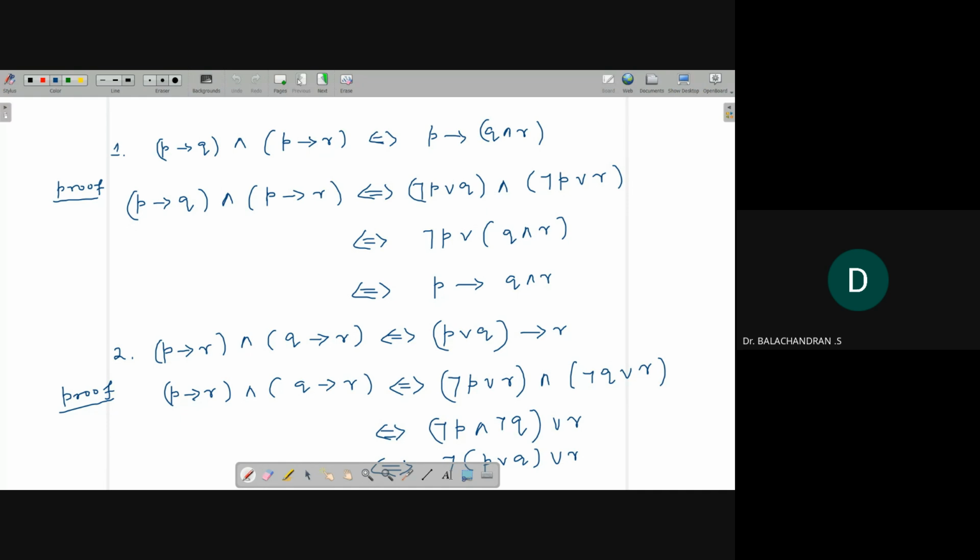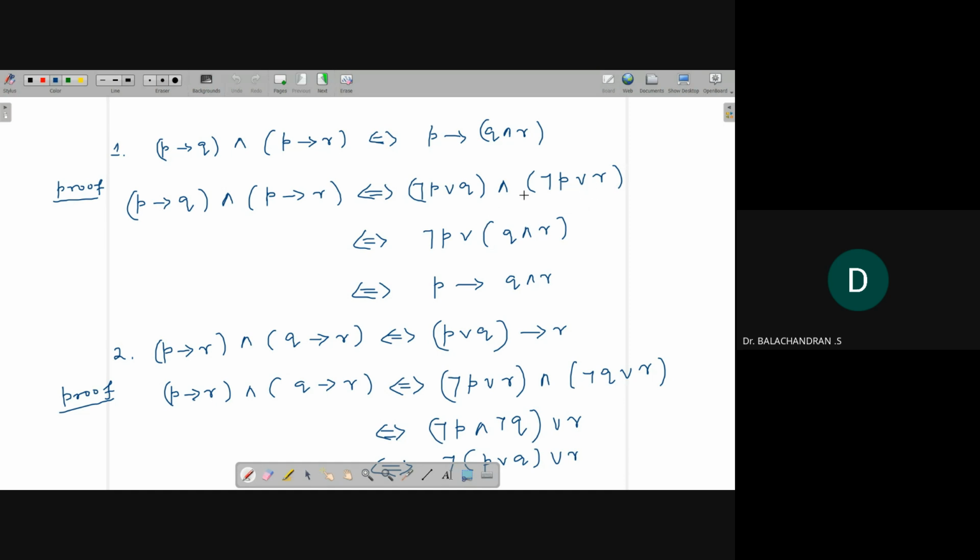Okay. So in the last class, I told that these results, that is, P implies Q and P implies R is equivalent to P implies Q and R. So I'll take the left hand side. Actually, this is like an identity, but I gave the proof here. P implies Q and P implies R is equivalent to: P implies Q is what? Negation P or Q, and P implies R is negation P or R.